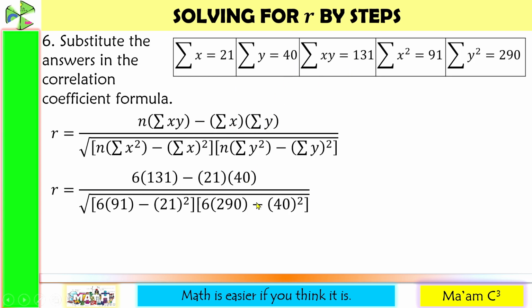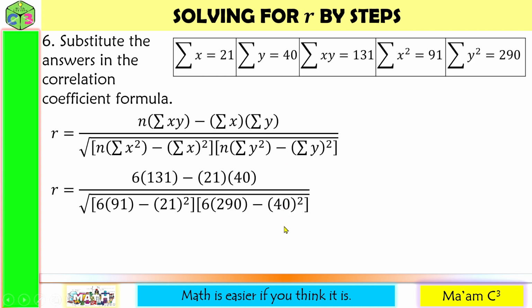All over the square root. Our n again is 6. Summation of x squared is 91 minus the square of the summation of x, which is 21. Multiplied by, again, our n is 6. Summation of y squared is equal to 290 minus the square of the summation of y, which is 40.